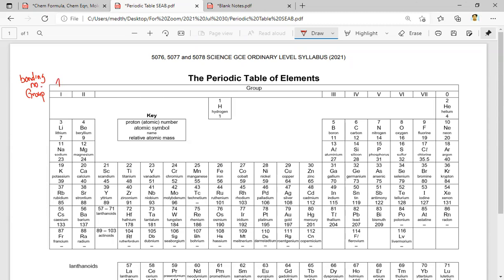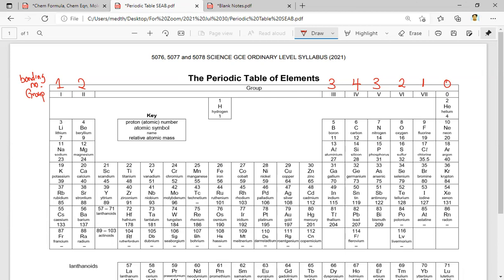Above group 1, you write 1. Above group 2, you write 2. Group 3, you write 3. Group 4, you write 4. Group 5, you write 3. Group 6, you write 2. Group 7, you write 1. Group 8, or group 0, you write 0. So it's always 1, 2, 3, 4, 3, 2, 1, 0.